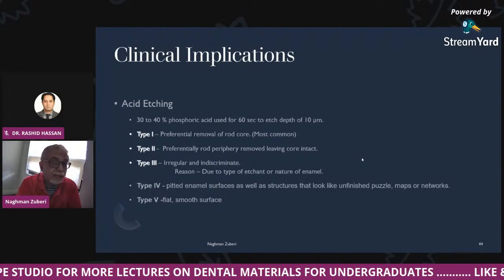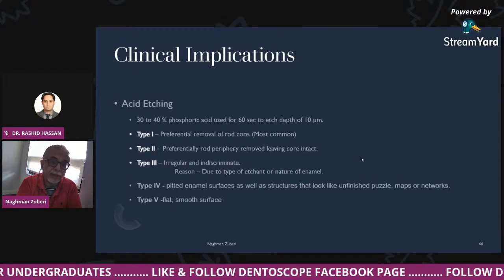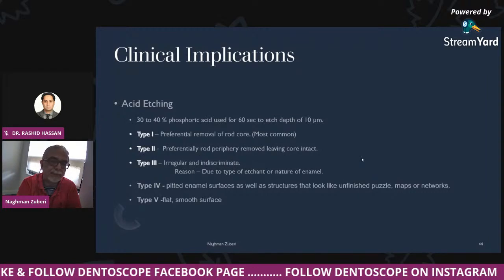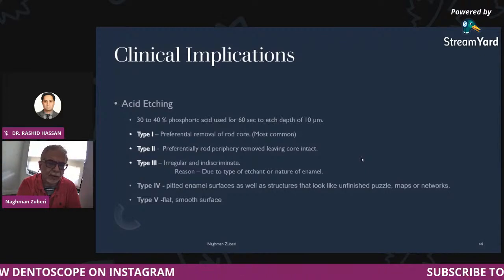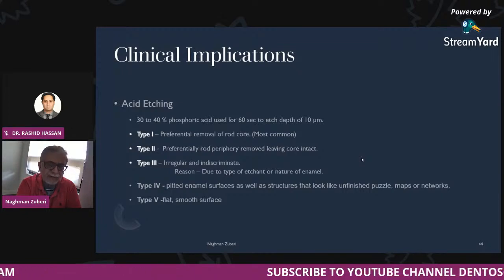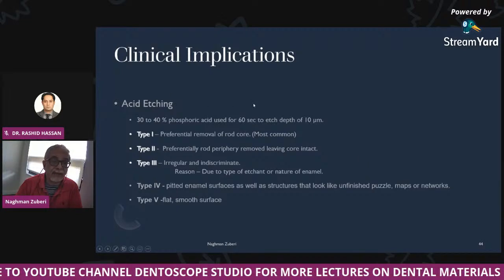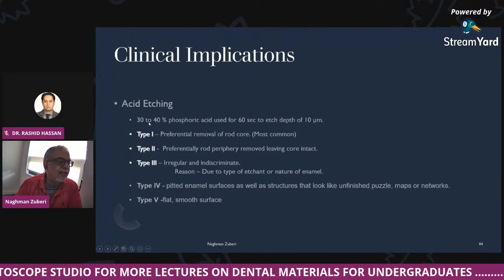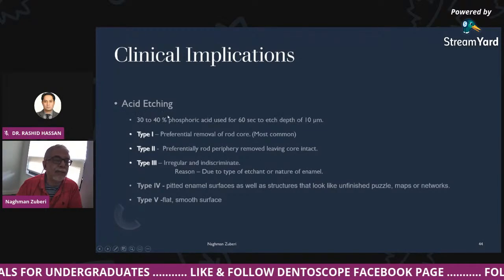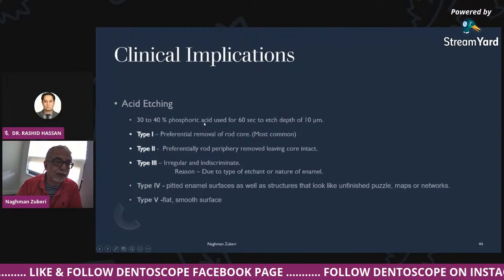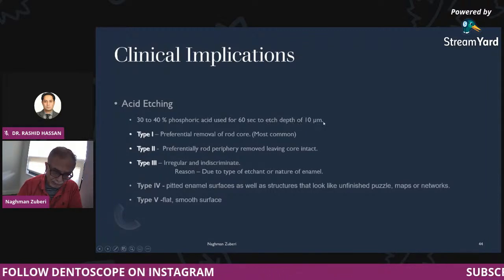Another important thing which we need to know about enamel is acid etching, because now most people, if they have some cavity or other defects, prefer a tooth color filling material. For tooth color filling material, we need to etch the enamel as well as dentine. Anywhere between 15 to 45% of phosphoric acid can be used. Most commonly 30 to 40% orthophosphoric acid is used, up to 60 seconds, to etch the depth of 10 micron.